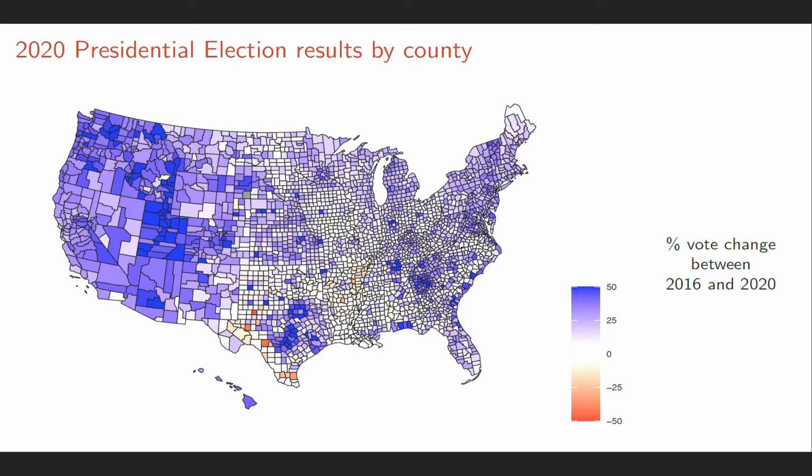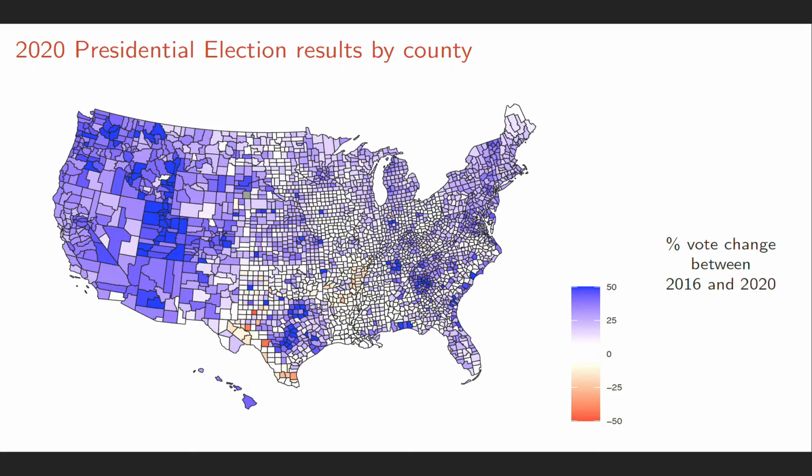So when you see a county with a dark blue color, it's a gain for the Democratic candidate from 2016 to 2020 by about 50%. When you see a dark red color, it's a loss by the Democratic candidate by about 50%. And on this map, we see clearly that Joe Biden improved on Hillary's scores by quite a bit, and that the 2020 election was favorable to the Democratic candidate, as we all know.